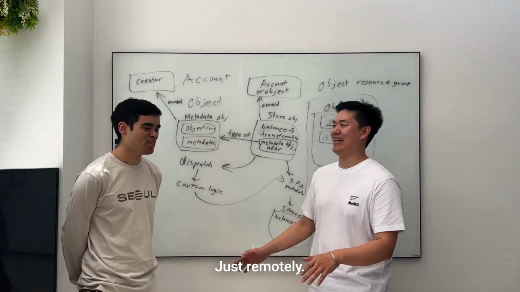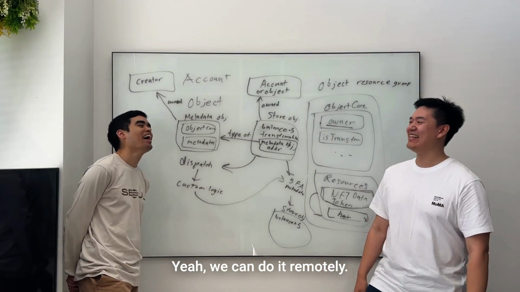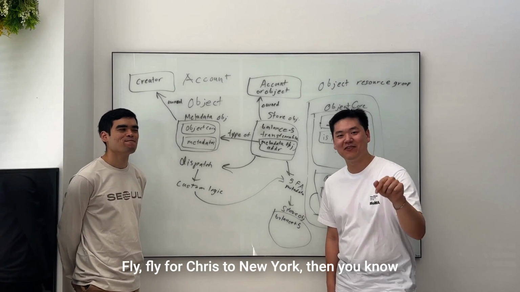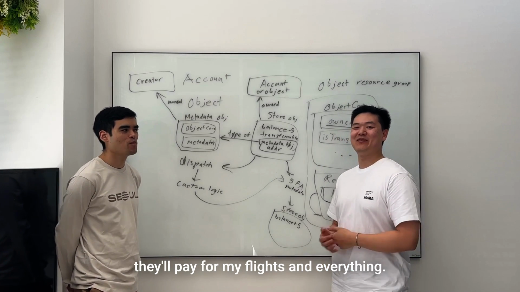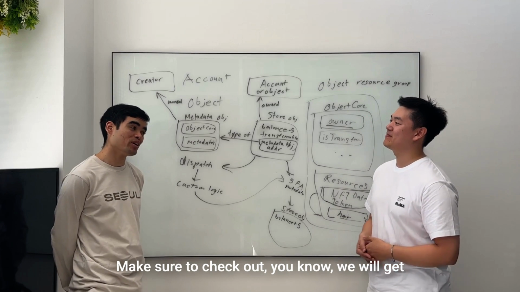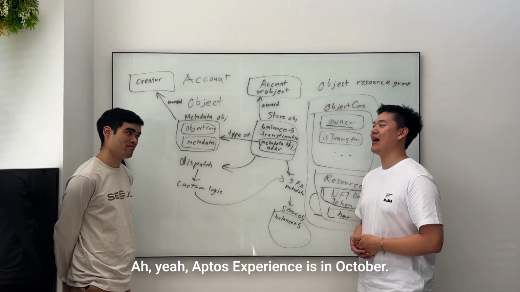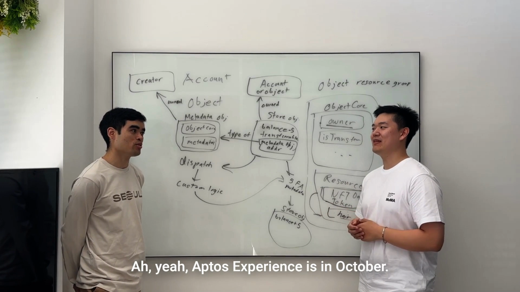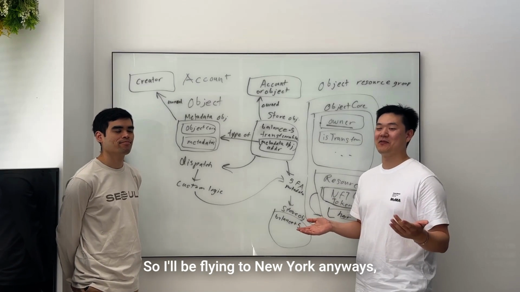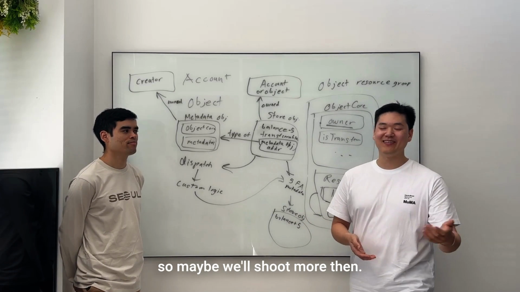Just remotely? Just remotely. Yeah, we can do it remotely. Oh man. Guys, just comment, fly Chris to New York. Then they'll pay for my flights and everything. Yeah. Make sure to check out, we will get you to New York for the Aptos experience. The experience is in October. Yes, that's right. So I'll be flying to New York anyways, so maybe we'll shoot more then.